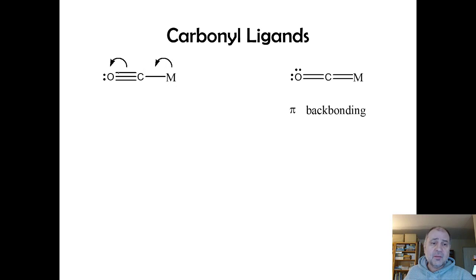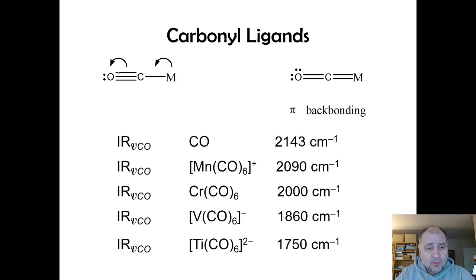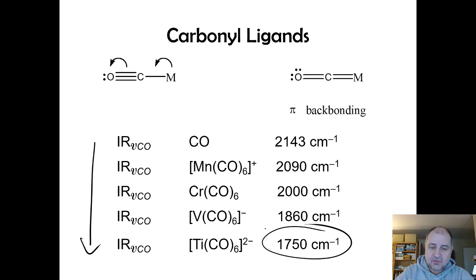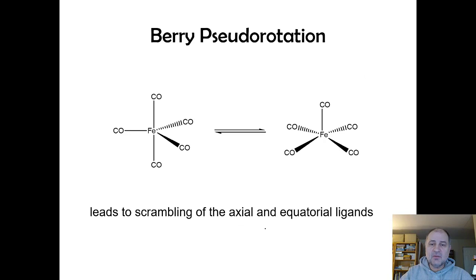And so if we look at frequencies of free carbon monoxide that's not bound, we have a frequency of 2143. And so here are different examples where pi back bonding increases as you go down. So the lower the stretching frequency, the higher the carbon oxygen double bond character. So here the 1750 for the titanium hexacarbonyl complex is much closer to what we would expect for like a ketone or something like that. So that's just something we will revisit.